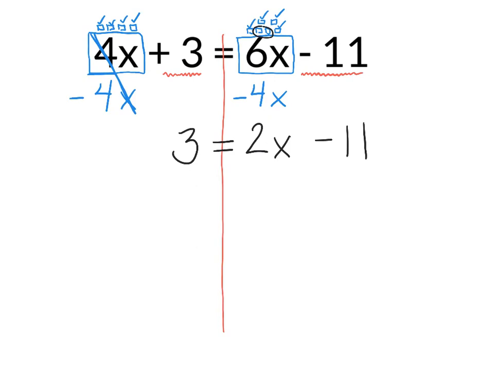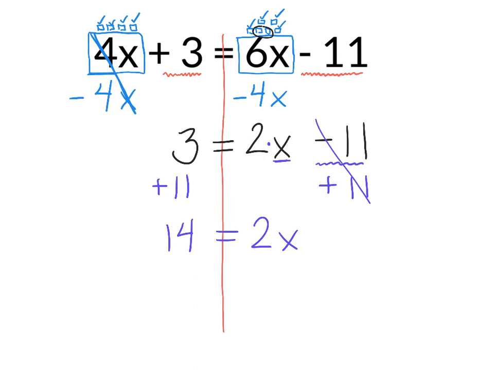Once I do that, now I'm really just thinking about solving these problems like normal, as in we don't know what x is, which means we don't know what 2 of those x's are, but I do know what 11 is. It's a number, so I'm going to do the opposite. The opposite of minus 11 is to add 11 to both sides. Last but certainly not least, the 2 and the x are being multiplied, so I need to divide by 2.